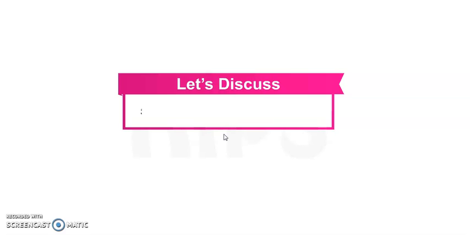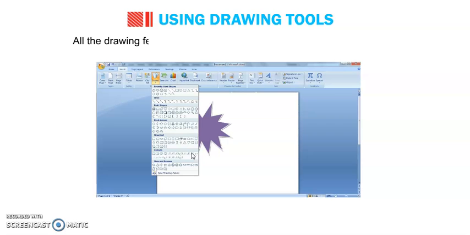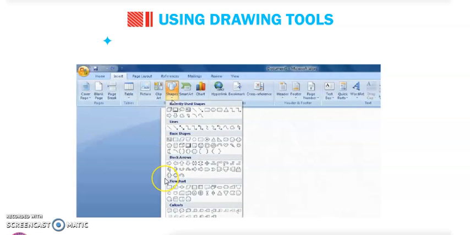Now let's discuss shape fill tool versus shape outline tool. We have done that in the last class. Now next is using drawing tools. In MS Word there are some drawing tools also. All the drawing features are present in the shape drop down menu only. Now let us use our creativity to make a hut.